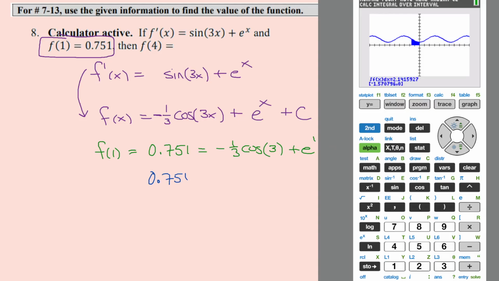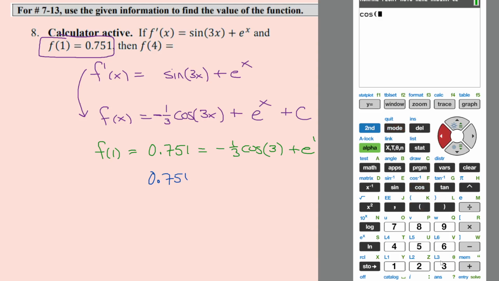All right, so I need some numbers here. It's going to be the cosine of 3. Cosine of 3 times 1/3, so divided by 3, is that number. But I want the opposite of that number, so times negative 1 will make it positive again. But then I want to add e to that. So plus e.